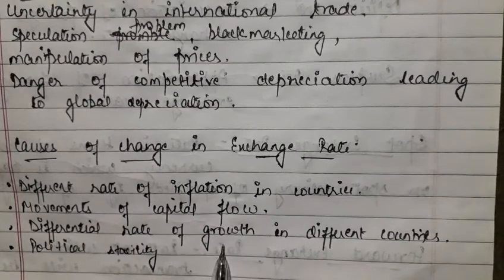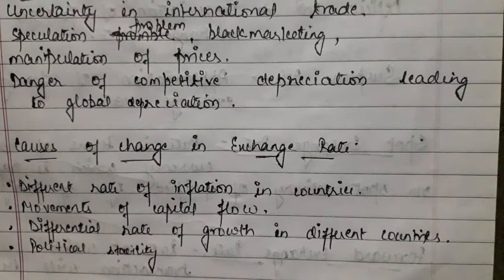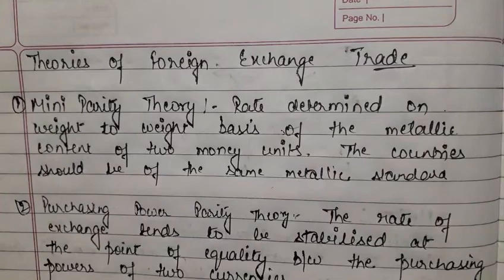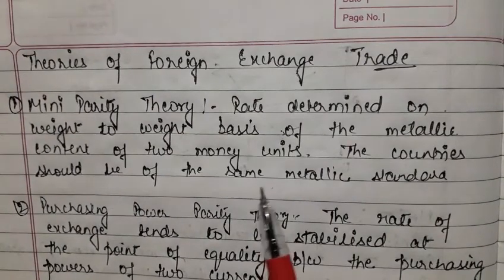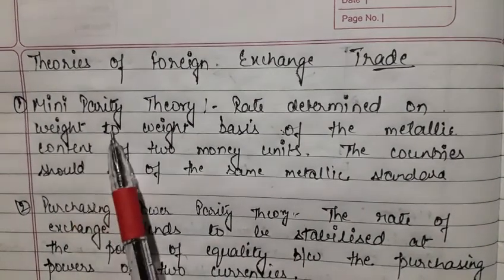The growth rate of different countries is different. Then political stability is also a major reason for it. The theories of foreign exchange trade. There are three theories for it. The first is the mint parity theory.